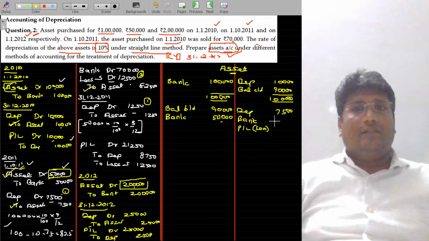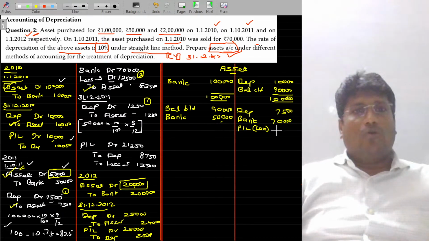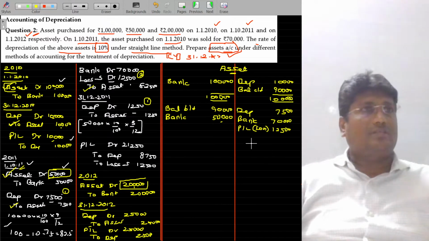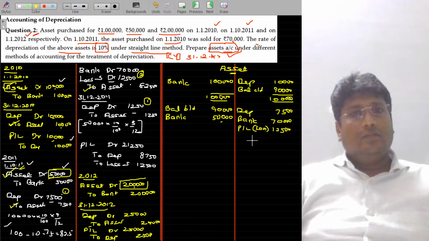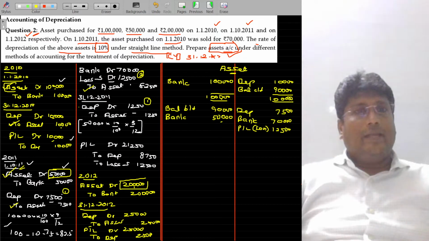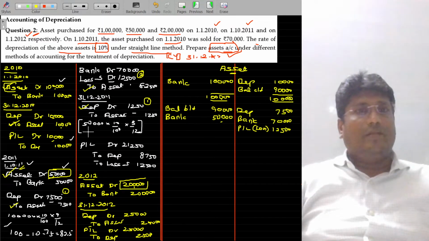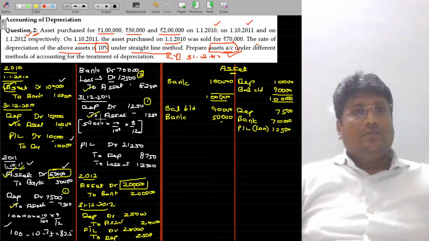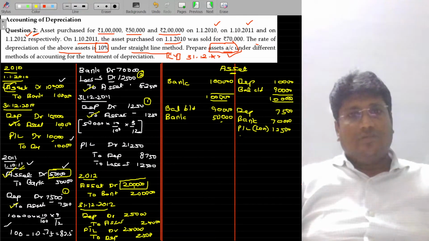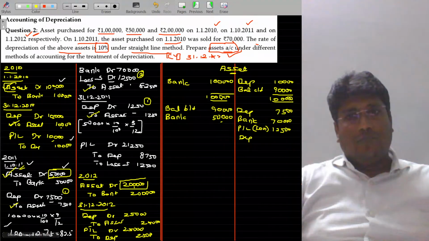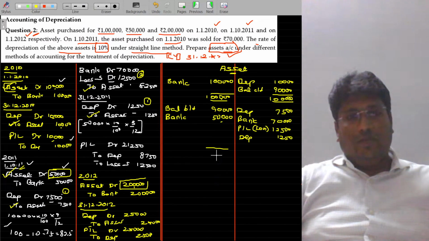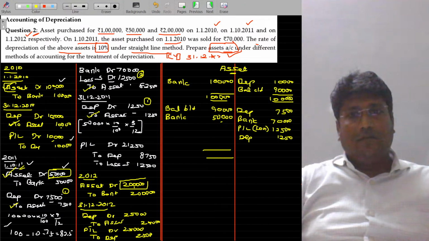The amount collected from selling that particular asset is 70,000. As we realize an amount less than the book value, the difference between these two is loss, which is charged to the profit or loss account as loss on sale, 12,500. At the year end, for the newly purchased asset, depreciation is eligible. So by depreciation, the value being 1,250. Second year is over. Now you tally this.